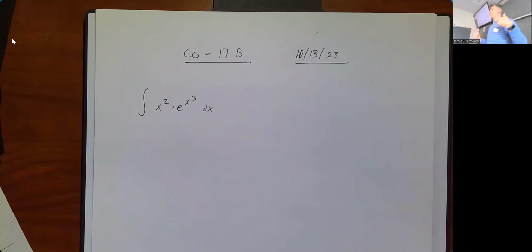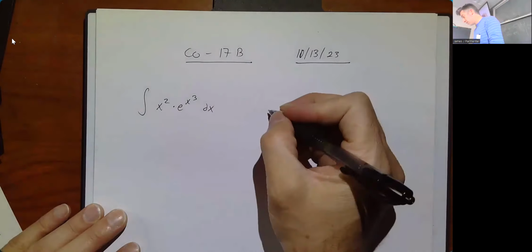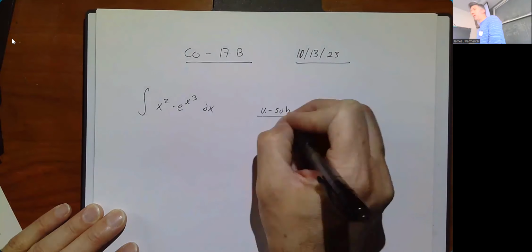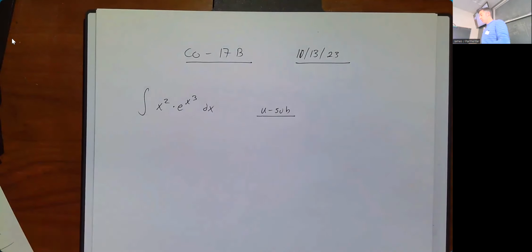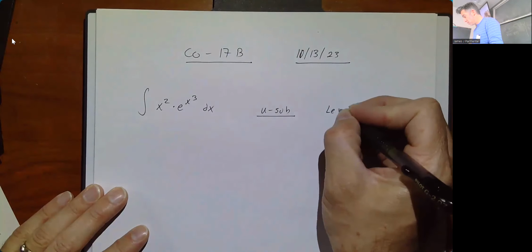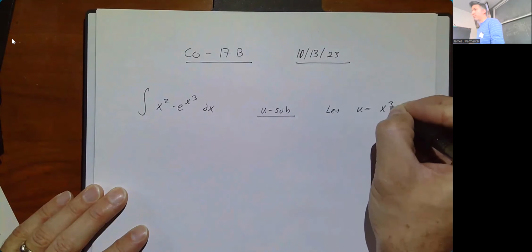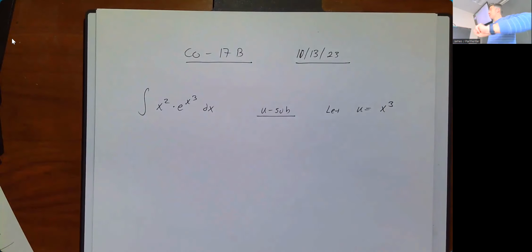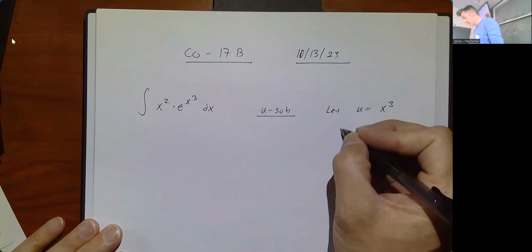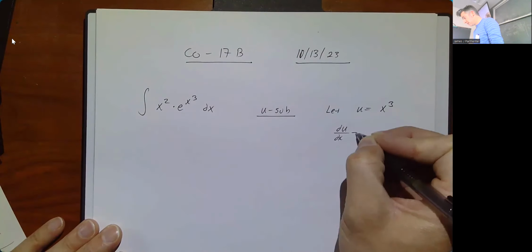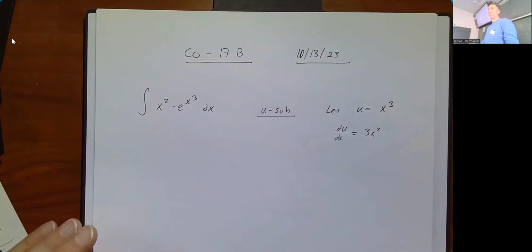In my mind, I would always prefer it to be a u sub, because to me, u sub feels easier. So I'm always going to look to see, can I make this a u sub problem first? If I was going to try a u sub here, I would make what I think of as the natural choice for u, which is to let u equal x cubed. Again, for two reasons. Reason one, it's stuck in the exponent. Reason two, the better reason, its derivative is also in the integral.